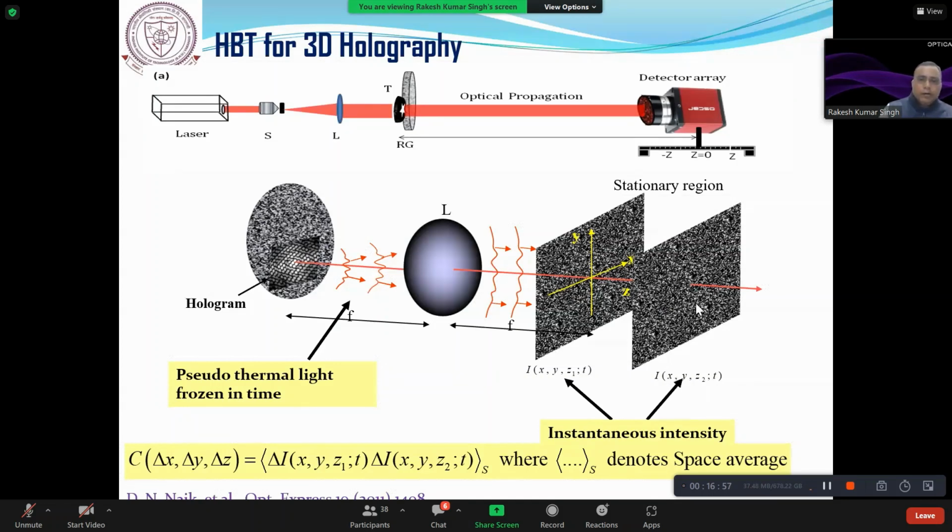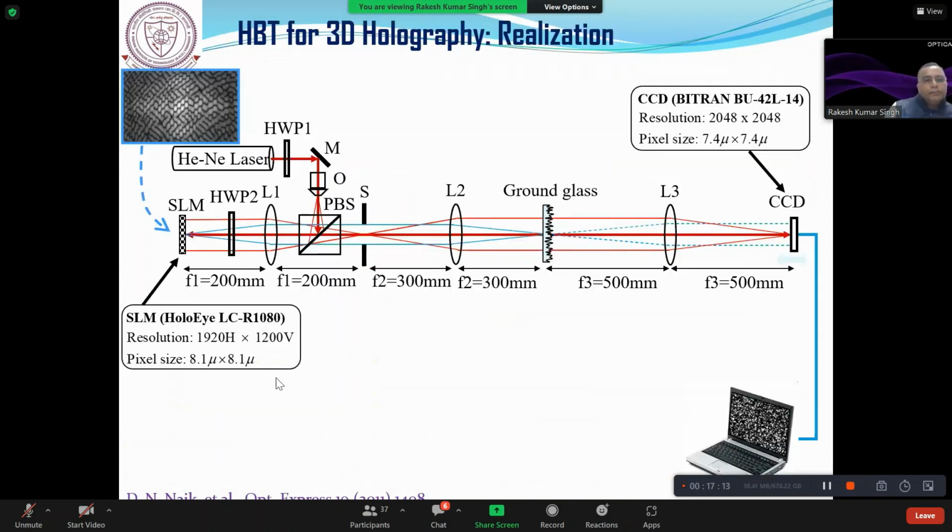So what we did, learning from the previous intensity correlation relation, is we recorded different speckle patterns at different depths and then correlated them. This was the experimental setup.